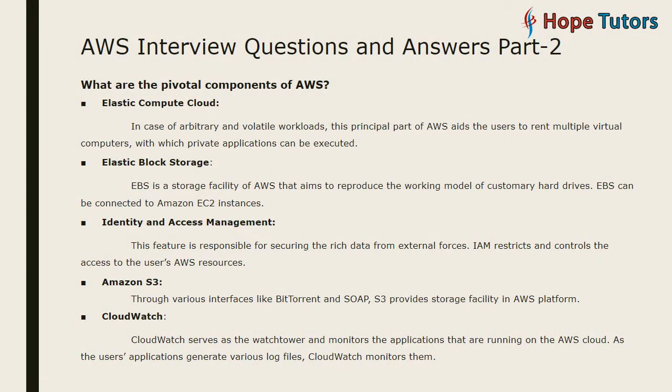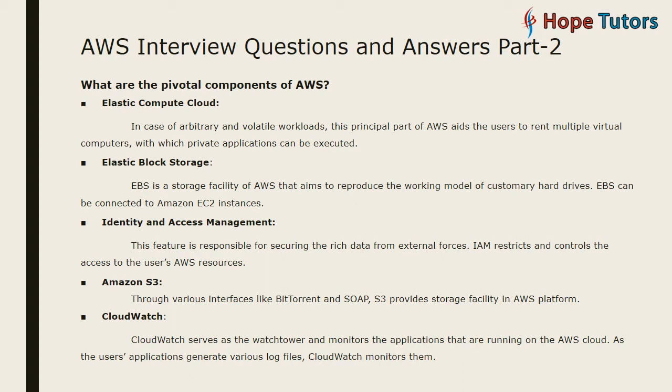What are the pivotal components of AWS? Elastic Compute Cloud. In case of arbitrary and volatile workloads, this principal part of AWS aids the users to rent multiple virtual computers, with which private applications can be executed.